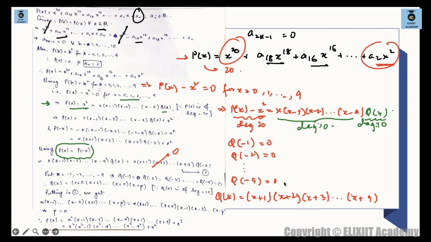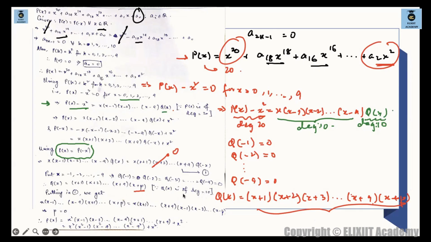Okay? But these are only 9 values. You have proved earlier that q(x) is a polynomial of degree 10. These are only 9 factors. So degree of q(x) is 10, which means I am taking one more factor, x plus p, over here, since q(x) is of degree 10.